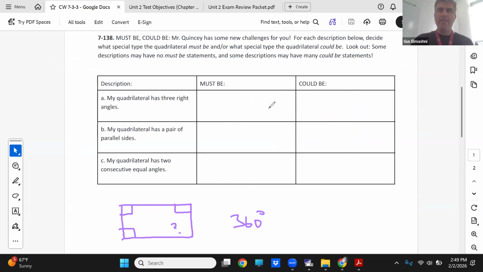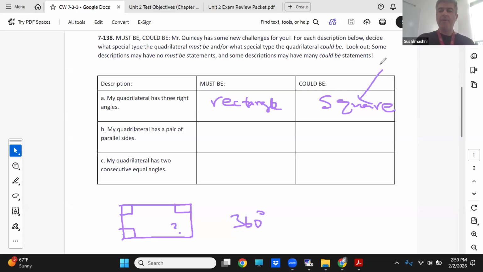But here's the thing. Is it guaranteed a rectangle? Actually, we could say it must be a rectangle. So a square is still a rectangle. That's the thing. A square is still considered a rectangle. A square is just a special rectangle. Why isn't it a square? Because I don't know if all the sides are the same.